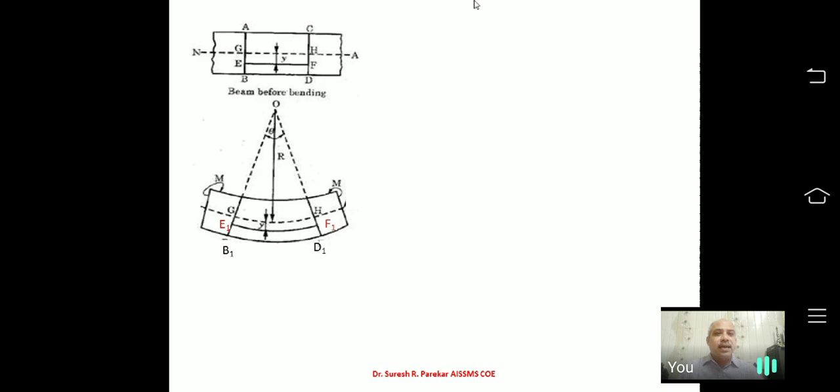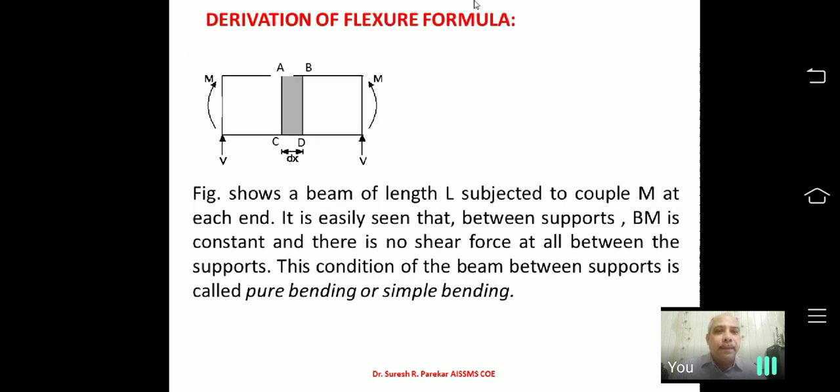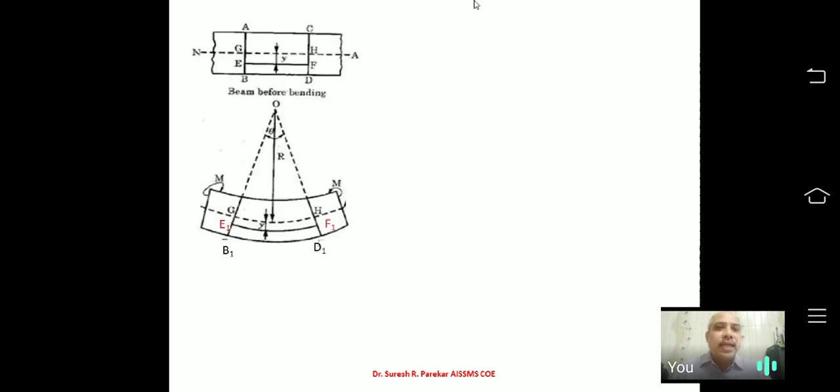Now we will consider a section, and in that section, last time we considered the portion A, B and C, D. Now we will consider a larger view of that portion, in which we get A, B, C, D. We have considered one layer which is at a distance Y from the GH layer, that is from the center. At a distance Y we have the EF layer.